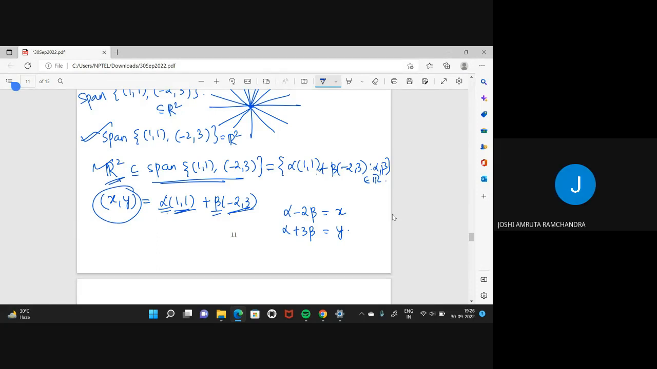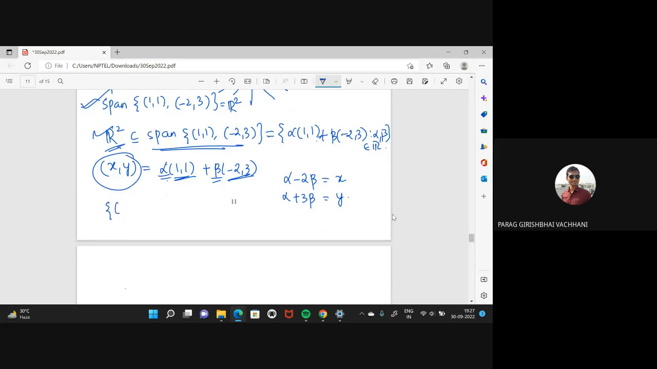Madam, every time we have to do this calculation to show that it is a spanning set or not? Yeah. Okay. Madam, what if one more vector is given in the above spanning set, like (1, 1), (-2, 3) and (2, 2), will it be a spanning set?